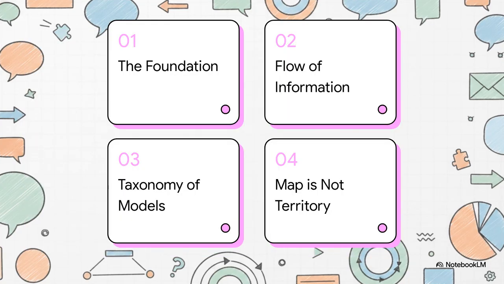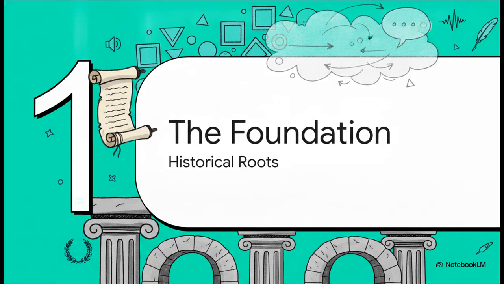To make sense of all this, here is our blueprint for today. We'll start with number 1, the foundation, move into number 2, the flow of information, map out number 3, the taxonomy of models, and finally wrap up with number 4, why the map is not the territory. All right, let's jump right into section 1, the foundation, where we're going to look at the historical roots that actually still uphold modern public communication.